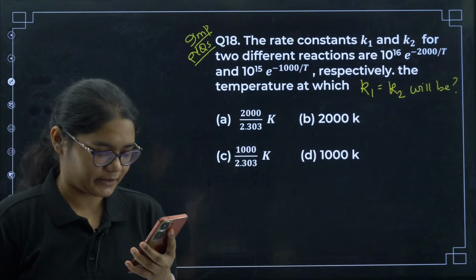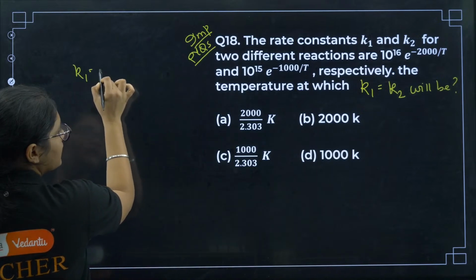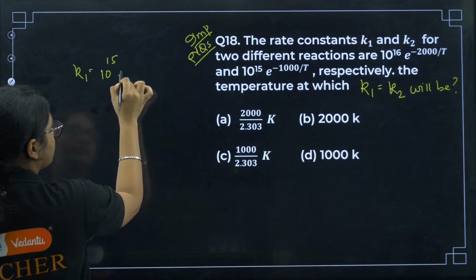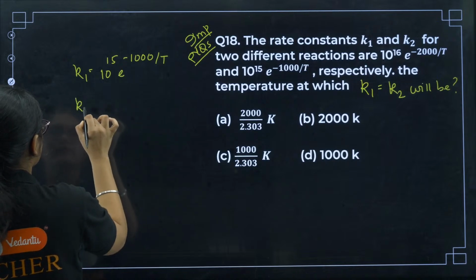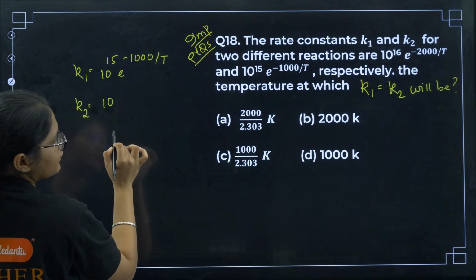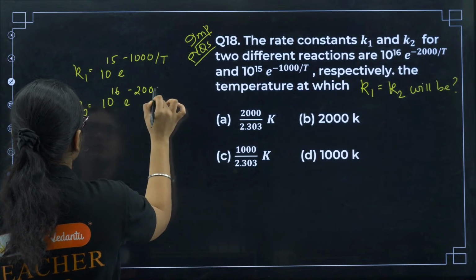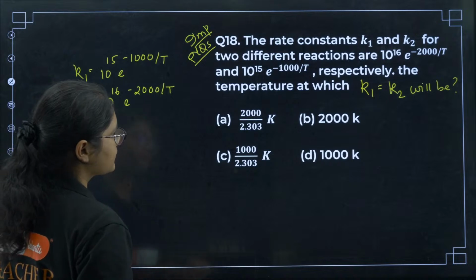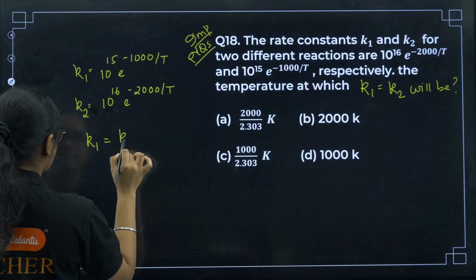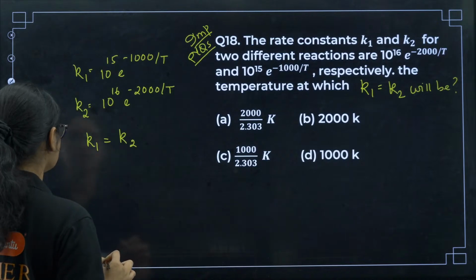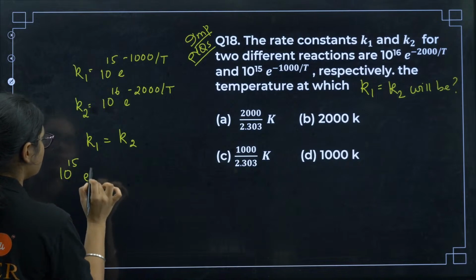Can we answer this question? Very simple question. We have K1 given as 10 to the power of 15 e to the power of minus 1000 by t. K2 is equal to 10 to the power of 16 e to the power of minus 2000 by t. Okay. Now at what temperature is K1 equal to K2? So K1 will be equal to K2, like this I will put.